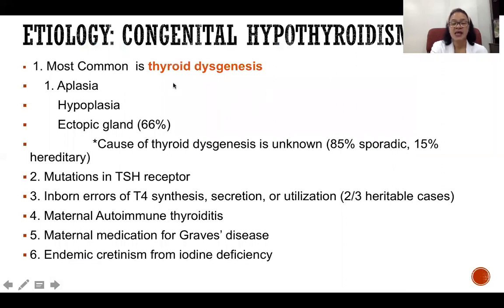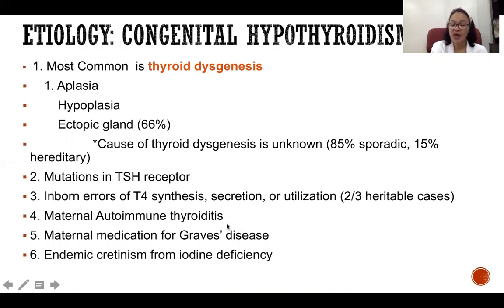Okay, as I said, the most common cause of congenital hypothyroidism is thyroid dysgenesis. So patients may have an ectopic gland, and also some patients may have mutations in the TSH receptors, or inborn errors of the synthesis of your T4, its secretion, or even its utilization. This can be one of the causes.